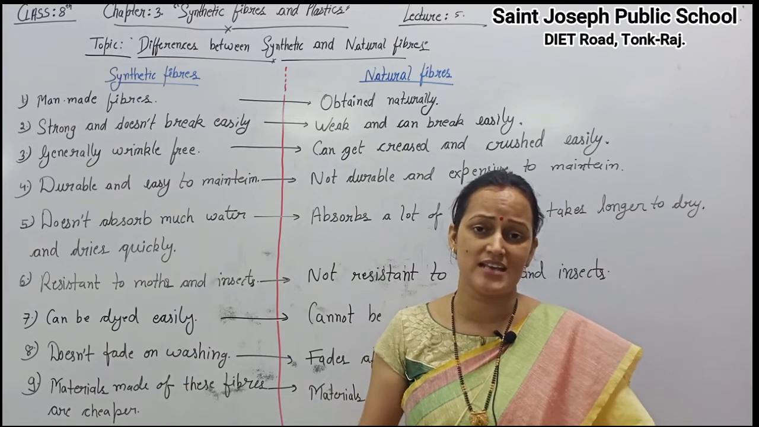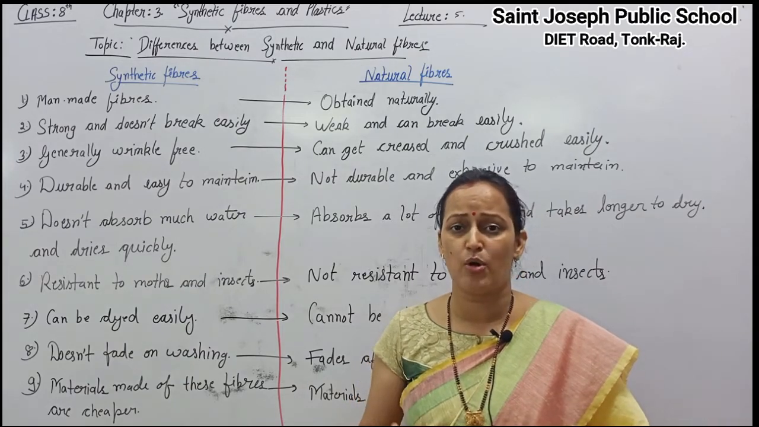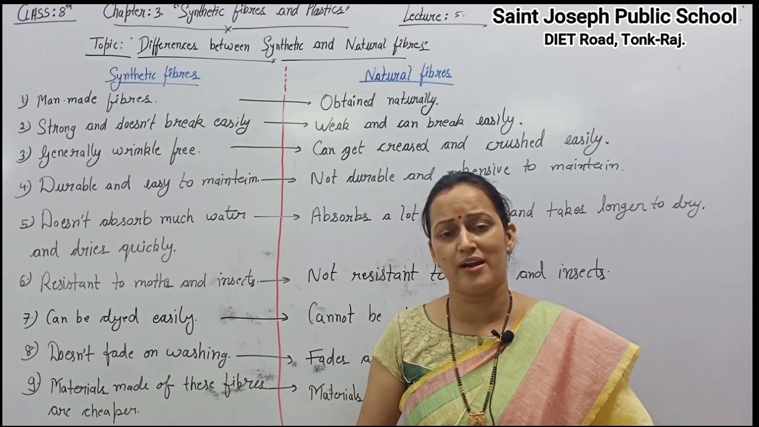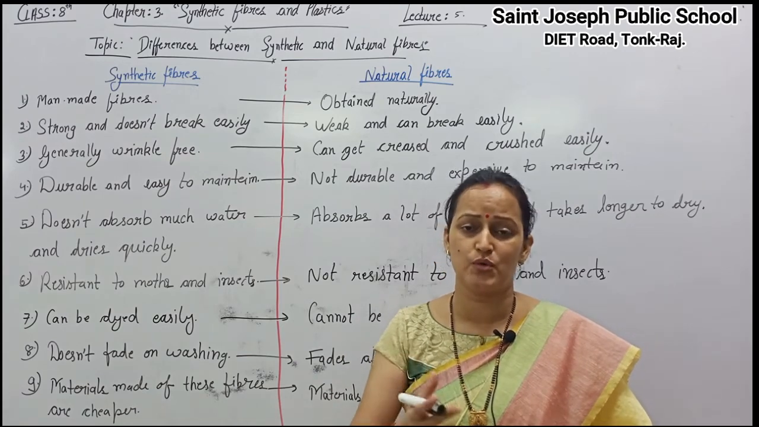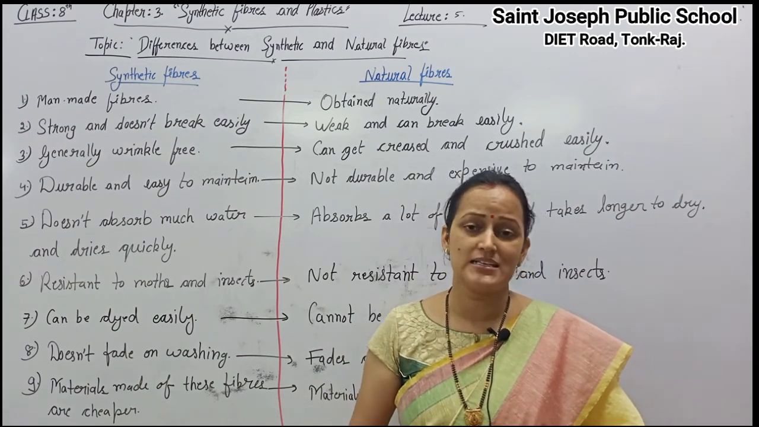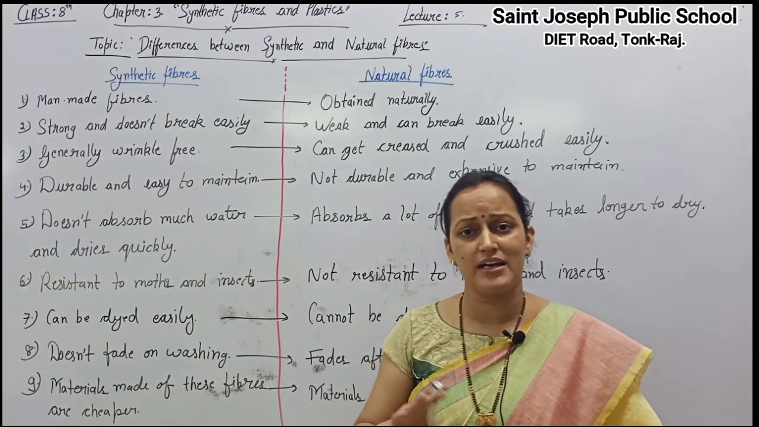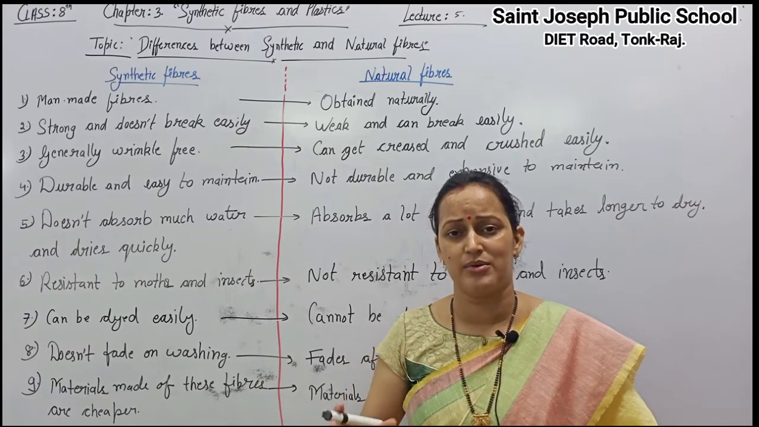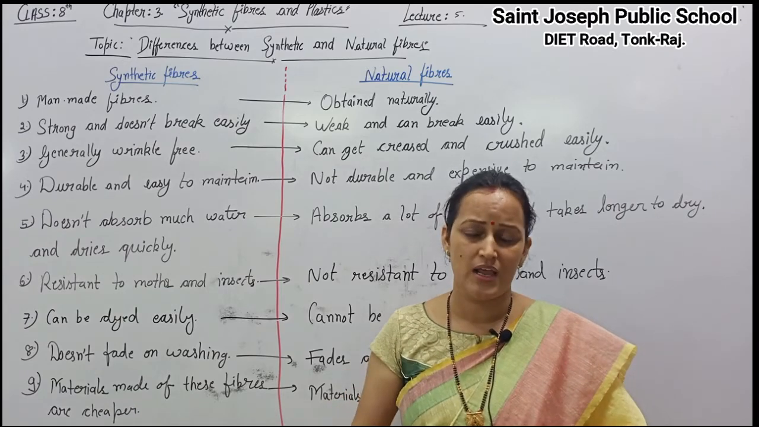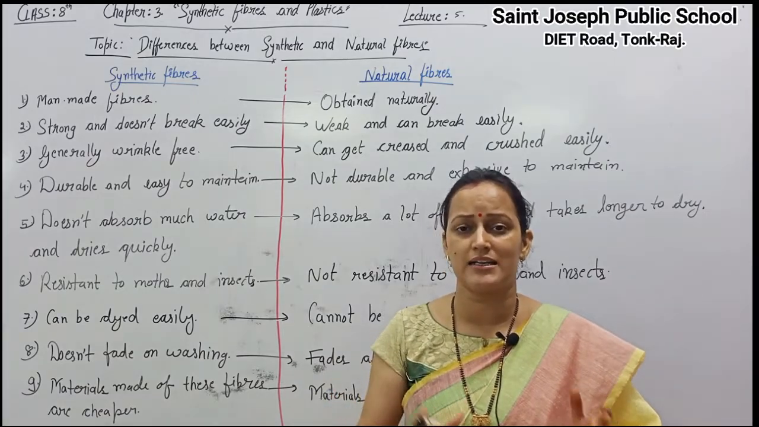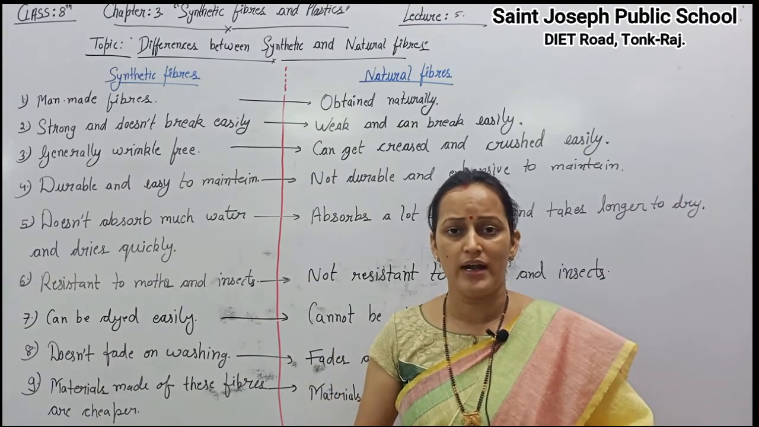Children, in your previous classes in 6th and 7th standard, you read a lot about the natural fibers. In your 6th standard, you had detailed studies about the plant fibers, cotton and jute. And in your 7th standard, you read about the animal fibers, wool and silk in detail. And in 8th standard, in the beginning of this chapter number 3, we had a detailed study about the synthetic fibers, their types and properties.